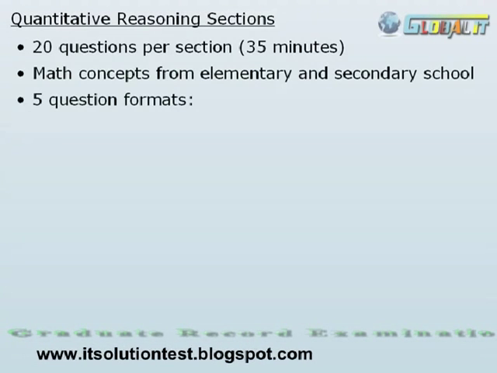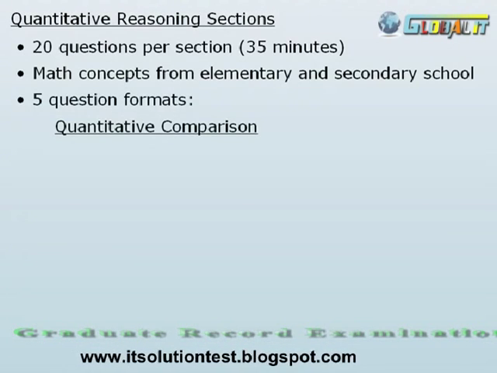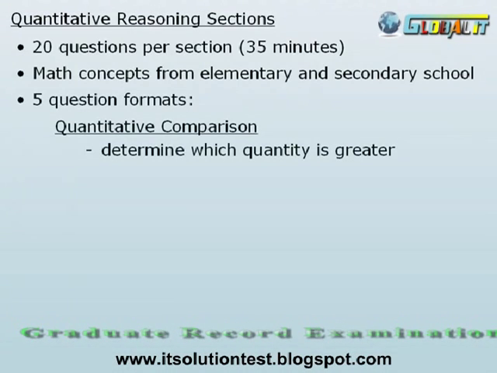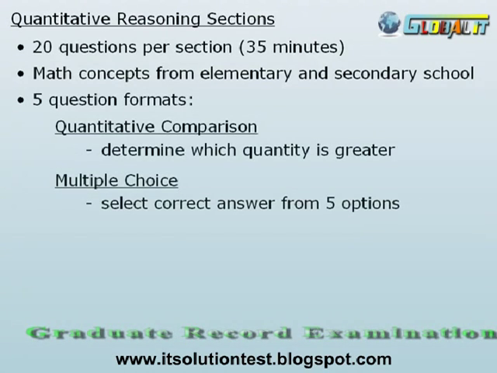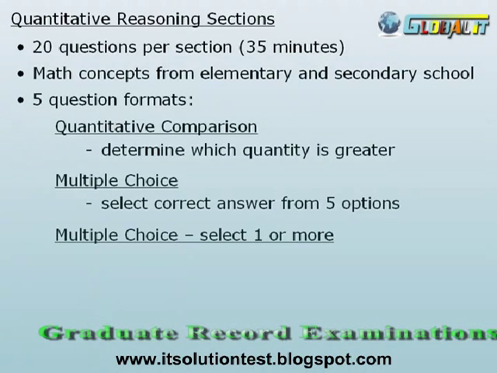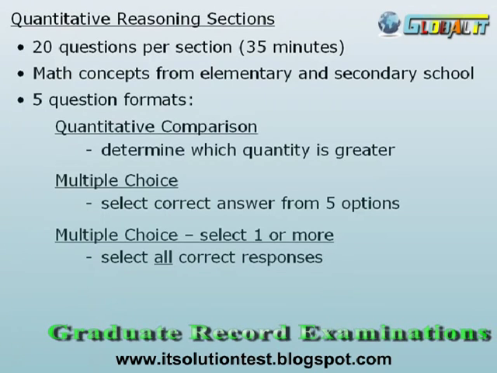Now, there are 5 kinds of questions in the quantitative section. First, there are quantitative comparison questions. Here you are given 2 quantities, and you must determine which of them is greater. The math sections also include multiple choice questions, where you're given a question and you must select the correct answer among 5 options. Another question type is the multiple choice select one or more answer choice question. Here you're given a mathematical question along with any number of answer choices, and your job is to indicate all correct responses to the question. To receive credit for this question type, you must select all of the correct answers, and no more.